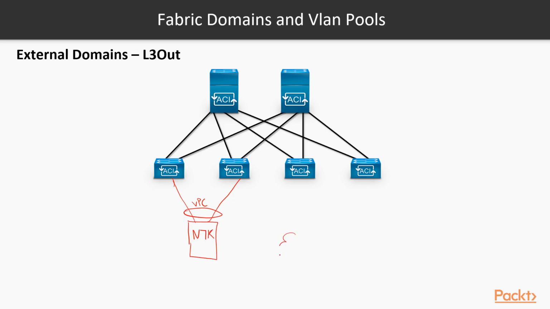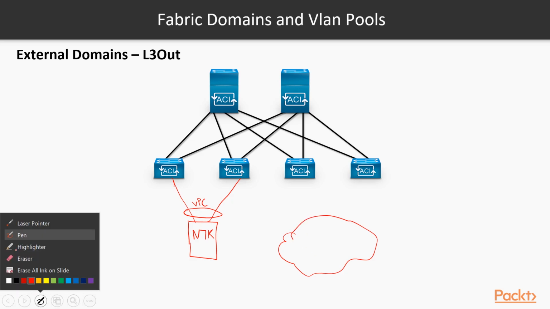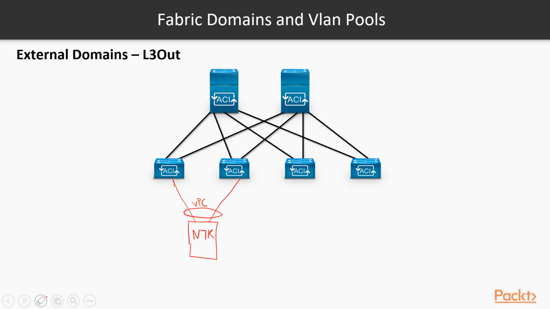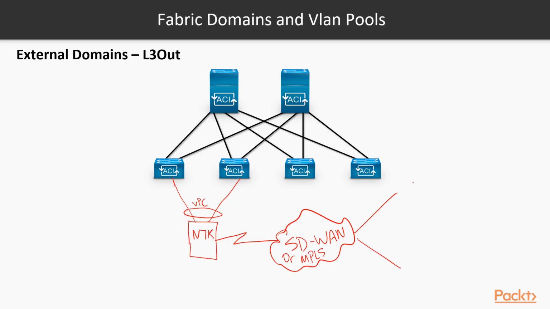We have our MPLS cloud, and let's say we have our provider network. Let me do a way better cloud object. Or nowadays, you can label it SD-WAN. So we've got an SD-WAN or MPLS. The 7K is my edge to that SD-WAN network or MPLS that then connects to my external sites.